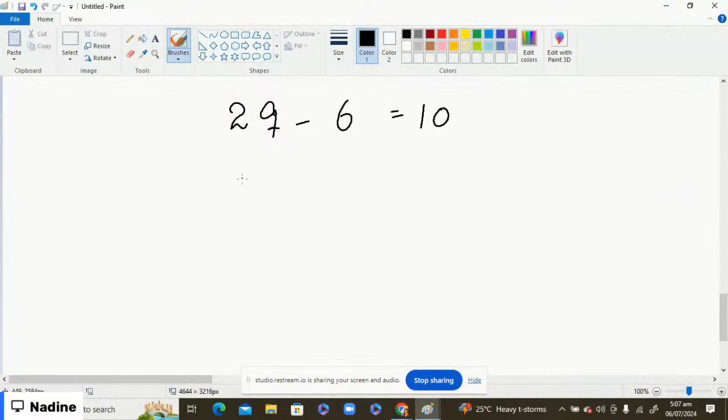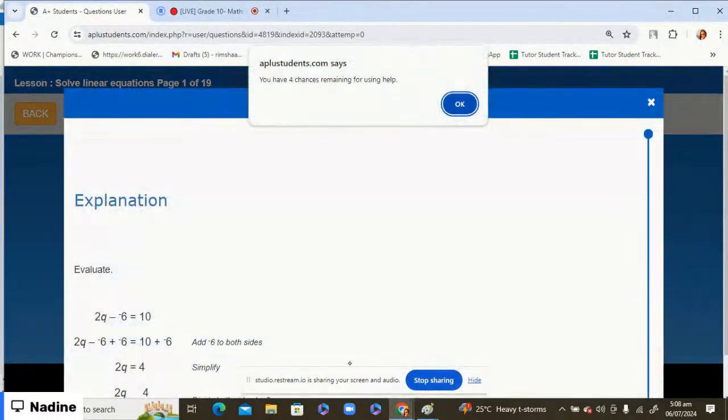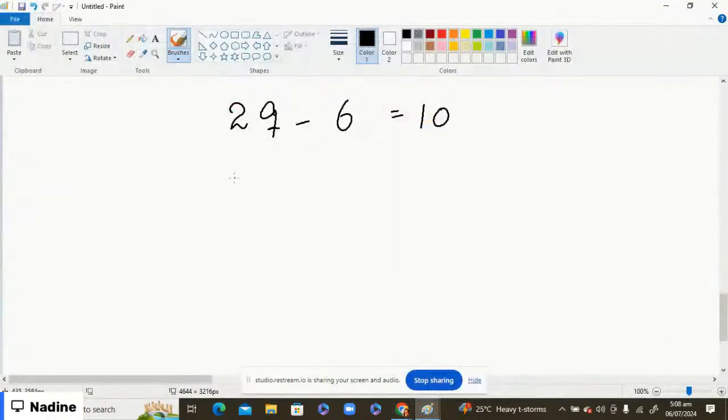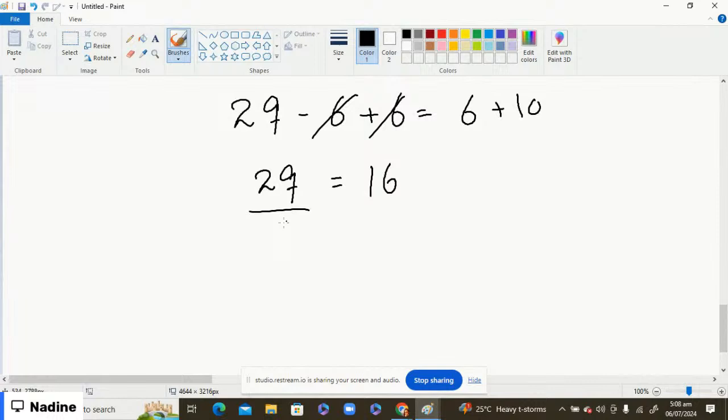Let me just tell. Here is 2q, there is minus 6, so you are going to add 6 on both sides. This cancels out. So here is 2q equals 60. Now divide both sides by 2, because we are separating out the value of q, which is 8. 2 times 1 is 2, 2 times 8 is 60.